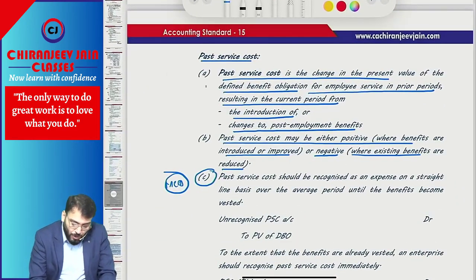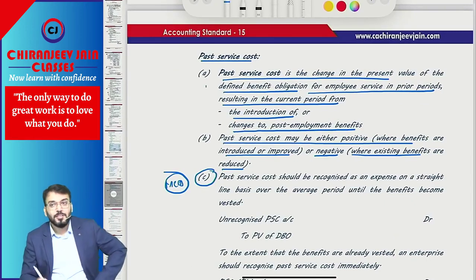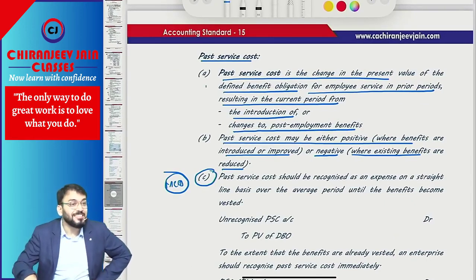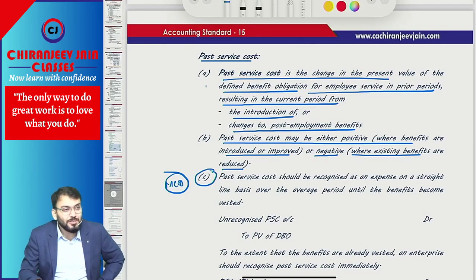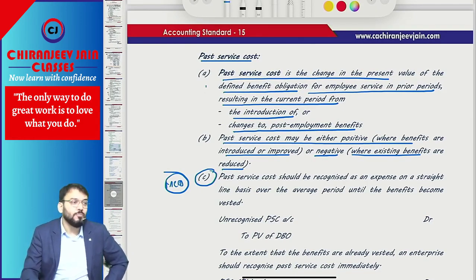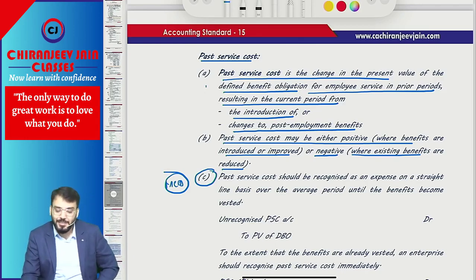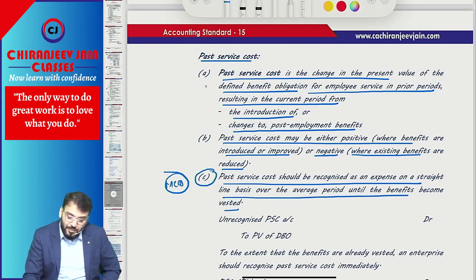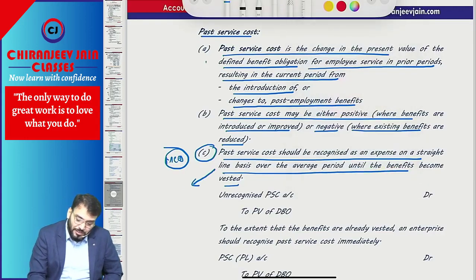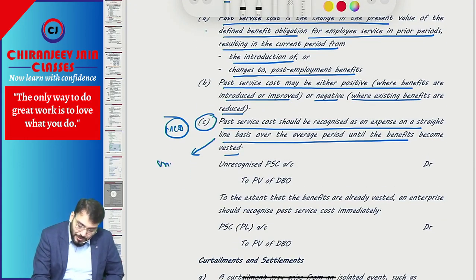I think you understood the first point A and point B. The past service cost is the change in present value of DBO due to introduction of a plan or modification in a plan. It can be either positive or negative. The past service cost should be recognized as an expense on a SLM basis over the average period until the benefit becomes vested. Is it for an unvested or vested plan? Unvested.